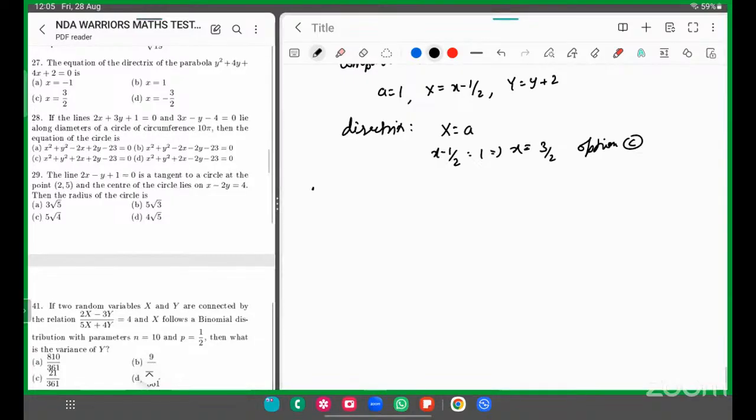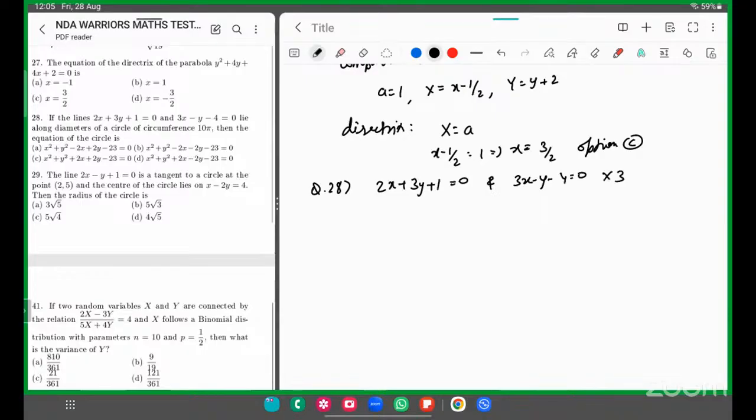Moving to next question number 28, student. If the lines this and this lie along the diameters of a circle of circumference defined in the equation of the circle. Since they have given the two equations of the diameter, we need to solve it and find out the center. So it is 2x plus 3y plus 1 equal to 0 and 3x minus y minus 4 equal to 0.